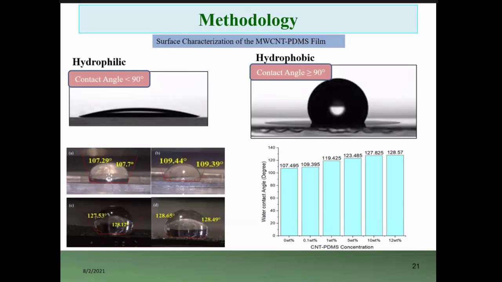Now, when I observed the water contact angle of my film, I found that as I increased the concentration of carbon nanotube inside PDMS, the water contact angle increased, and in every concentration, I found that the water contact angle is greater than 90 degrees. That means my film is hydrophobic. When I flow the fluid through the channel, it will not stick to the film, which is desired.